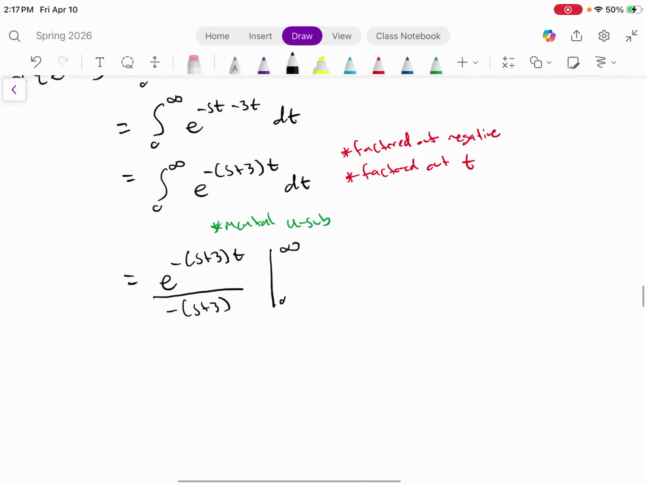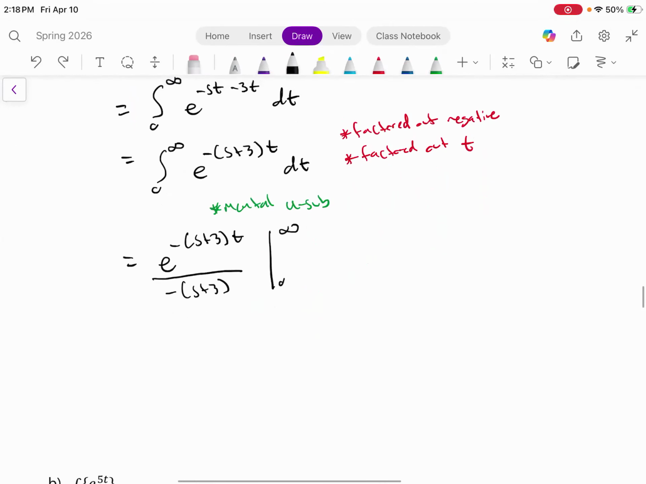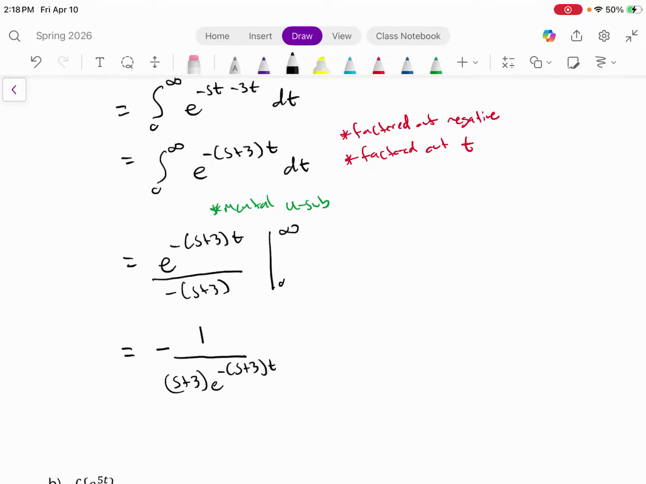Okay, so like we do with these problems, we want to move down the negative exponent so that when we evaluate from 0 to infinity, it's easier to determine whether this function goes to infinity or goes to 0. So let's go ahead and move that down. Let's move the negative outside: negative 1 over s plus 3, times e to the negative s plus 3 times t, and we're going from 0 to infinity.